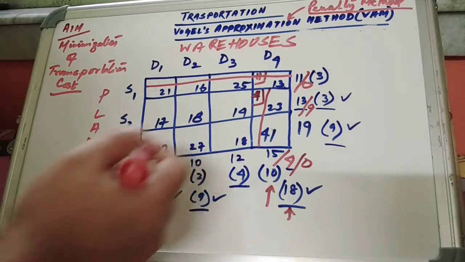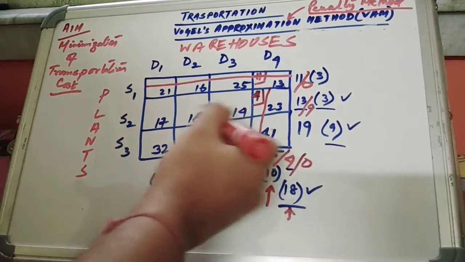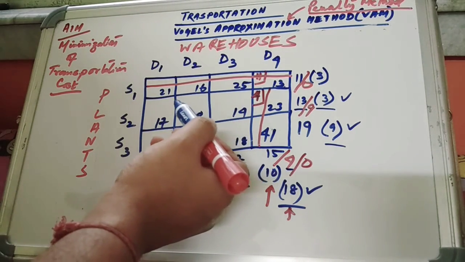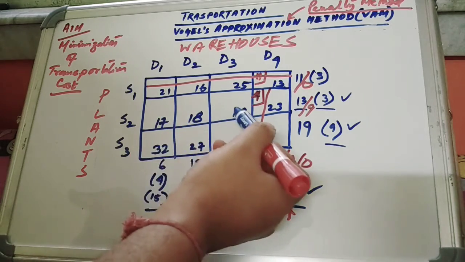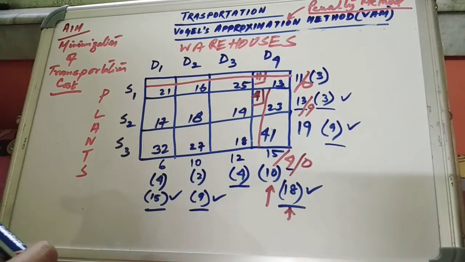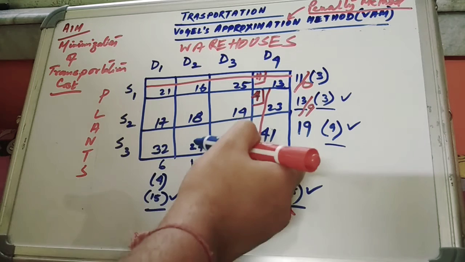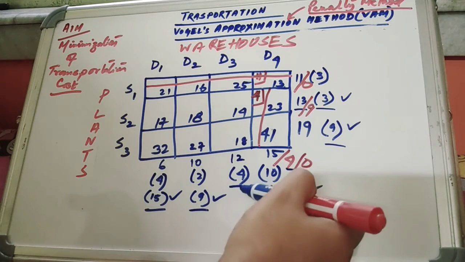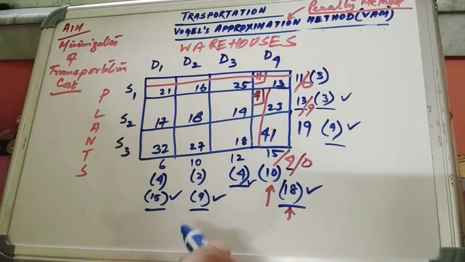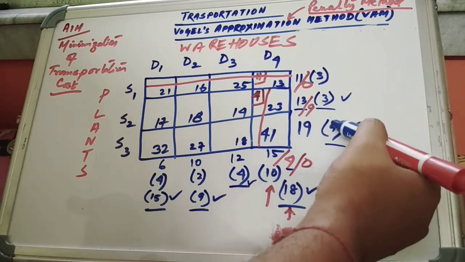Now, let us see. For this row, we have to calculate the penalty values. For this row, you have got 14 and 17, the difference is 3. And this one, 18 and 27, 9, no problem. Next, for this one, you have got 15. For this one, you have got 9. For this one, you have got 4. And not much more left. So, we have got 15, 9, 4, 3 and 9.